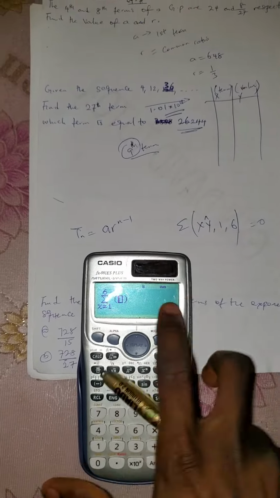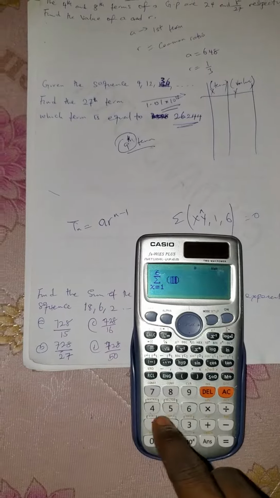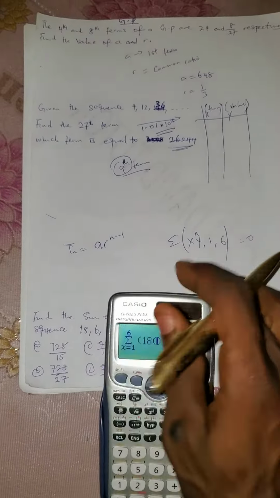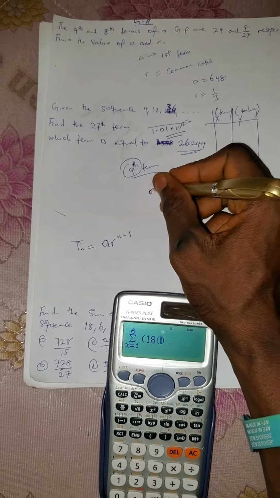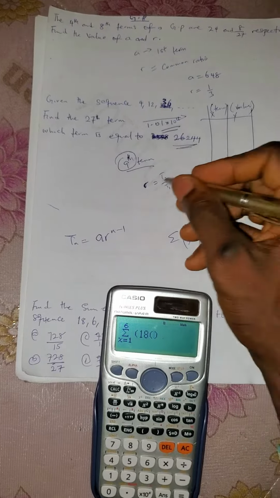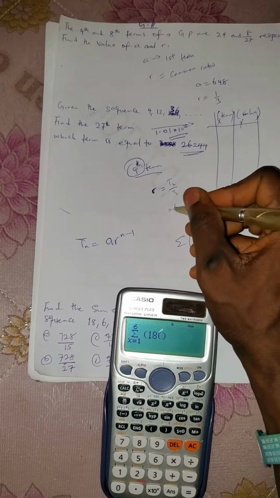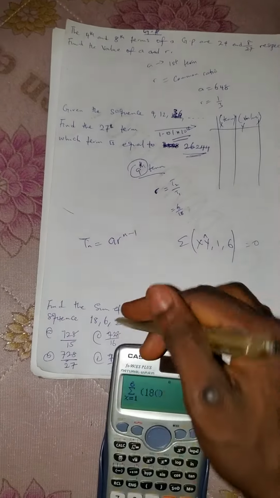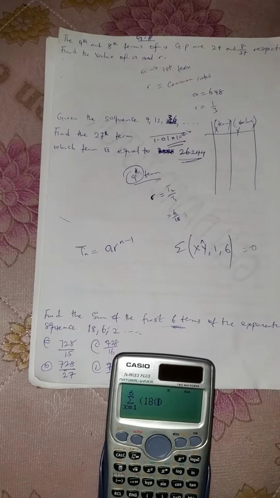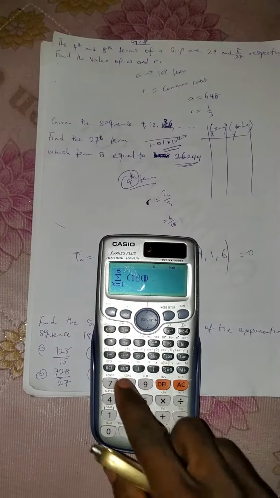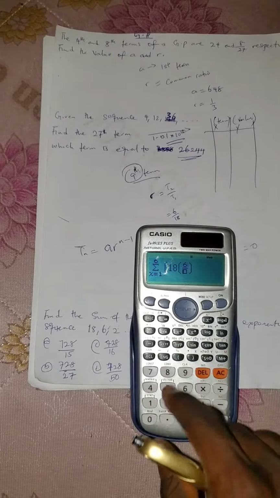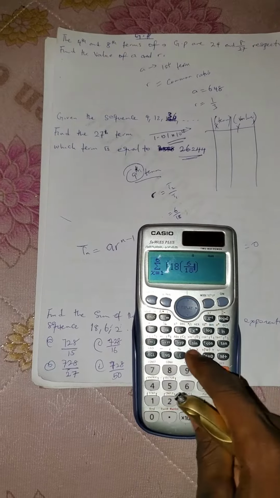So you now press your A, and our A is the first term, that's 18. Then into brackets our R. R means the common difference. And what's the common difference? A common ratio rather. Common ratio means the second term over first term. So the common ratio here will be 6 over 18. So that's second term over first term. Or you use third term over second term. So either of the two. We have it to be 6 over 18. Close the bracket.